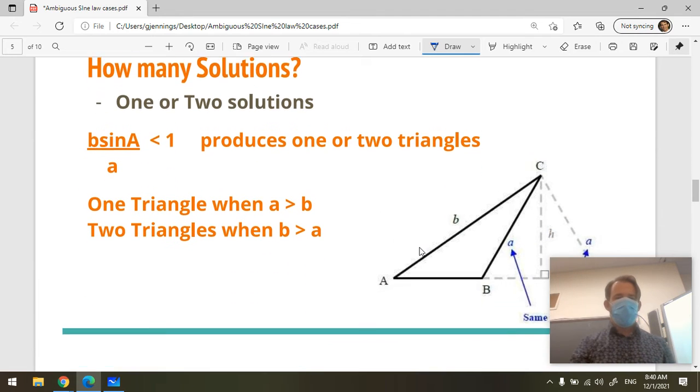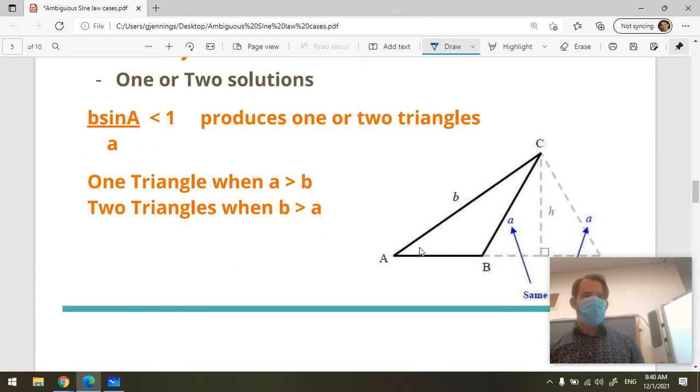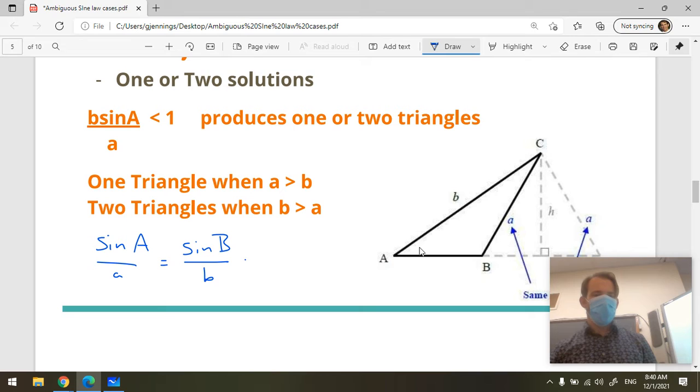If we have a different situation where b sine A over A is less than 1, now that's a rearrangement of my sine law, which is sine A over the side length A equals sine B over B, but then I multiply both sides by B. Okay? So these cancel, they go away. And this is saying if you find that sine B is less than 1, we're either going to have 1 or 2 triangles. And why is that?